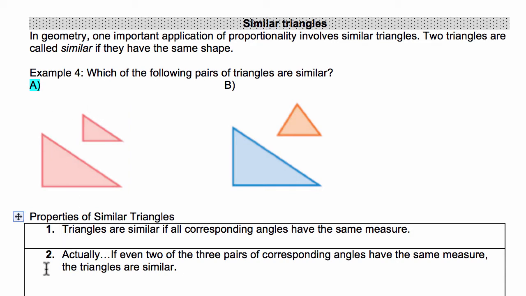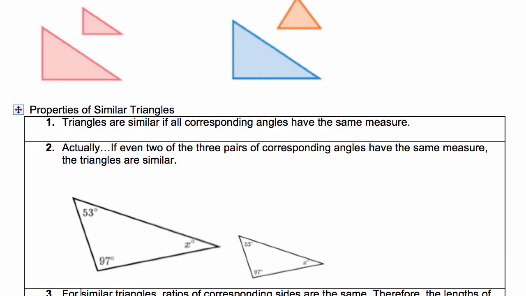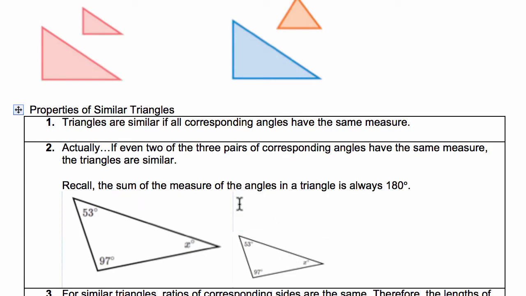Property 2. Actually, if even 2 of the 3 corresponding angles have the same measure, the triangles are similar. This is because the sum of the measures of the angles in a triangle is always 180 degrees. Thus, if you know the measure of 2 angles in any triangle, you could find the measure of the third by taking the sum of the 2 that you already know and subtracting from 180 degrees.